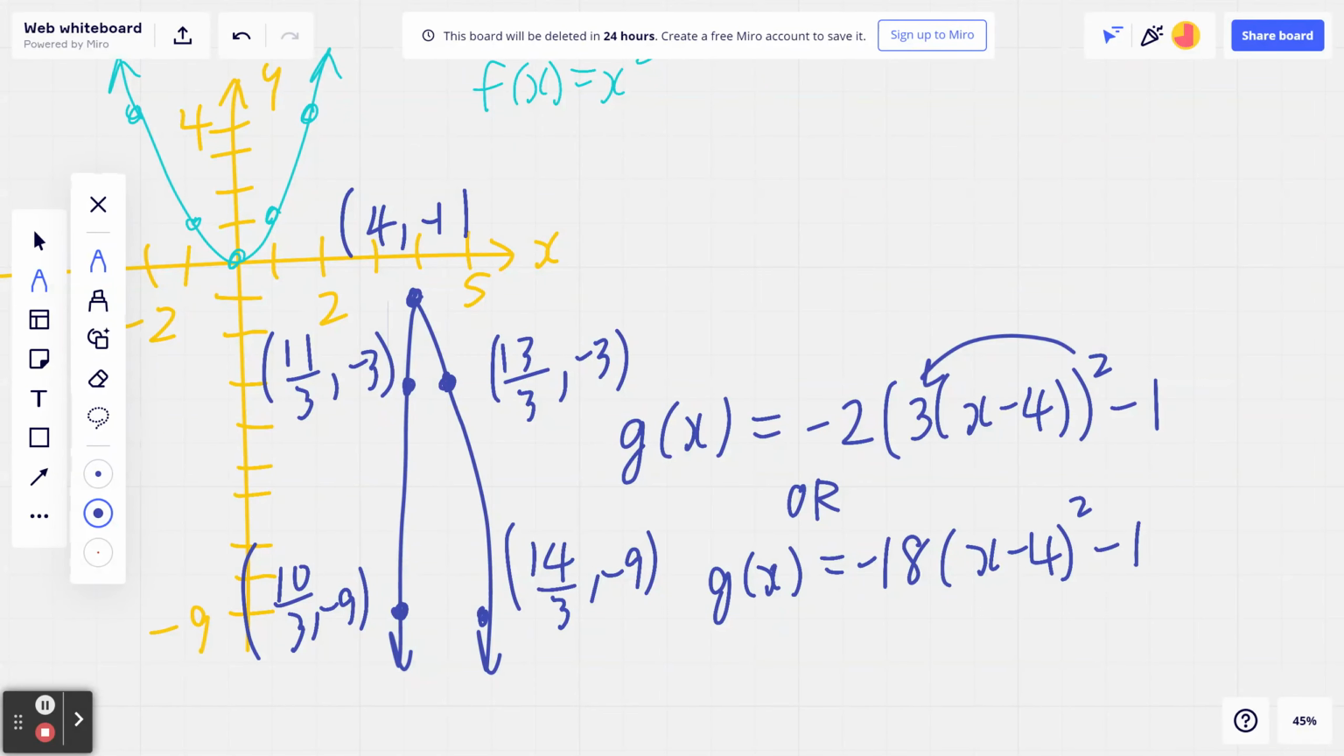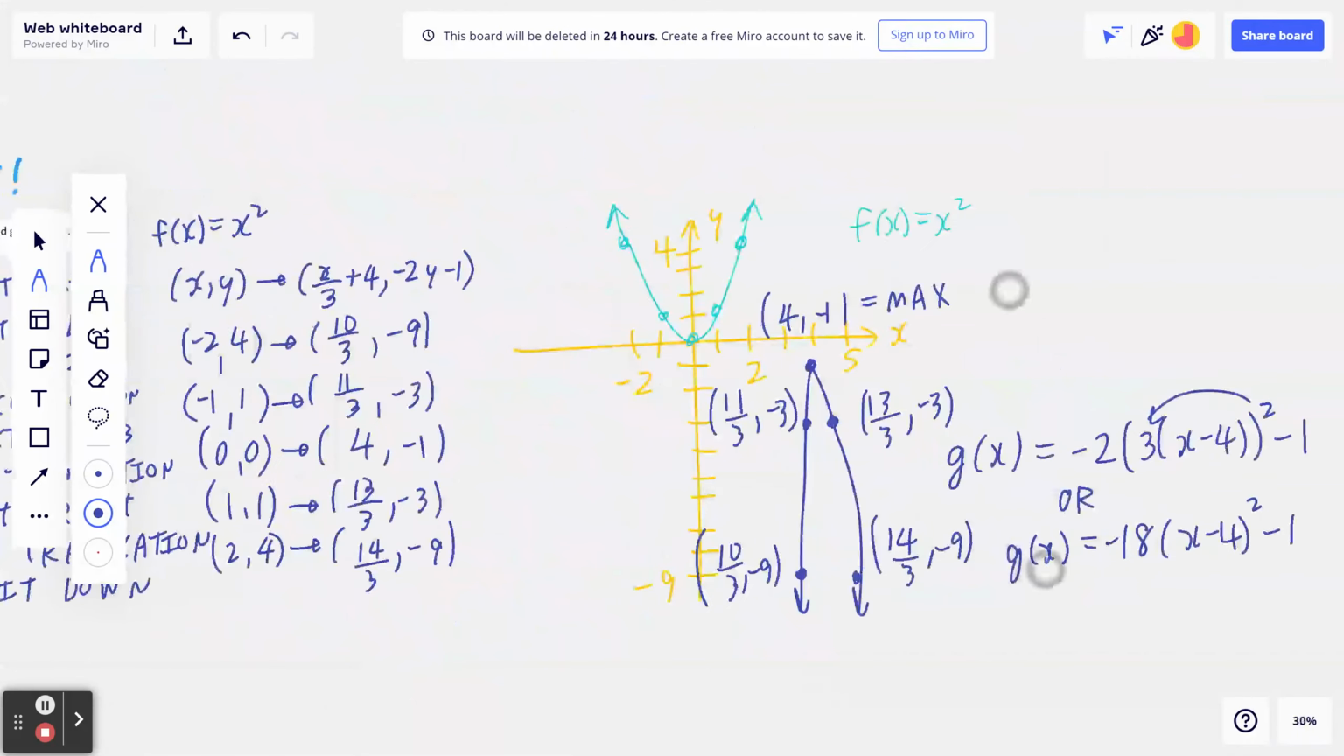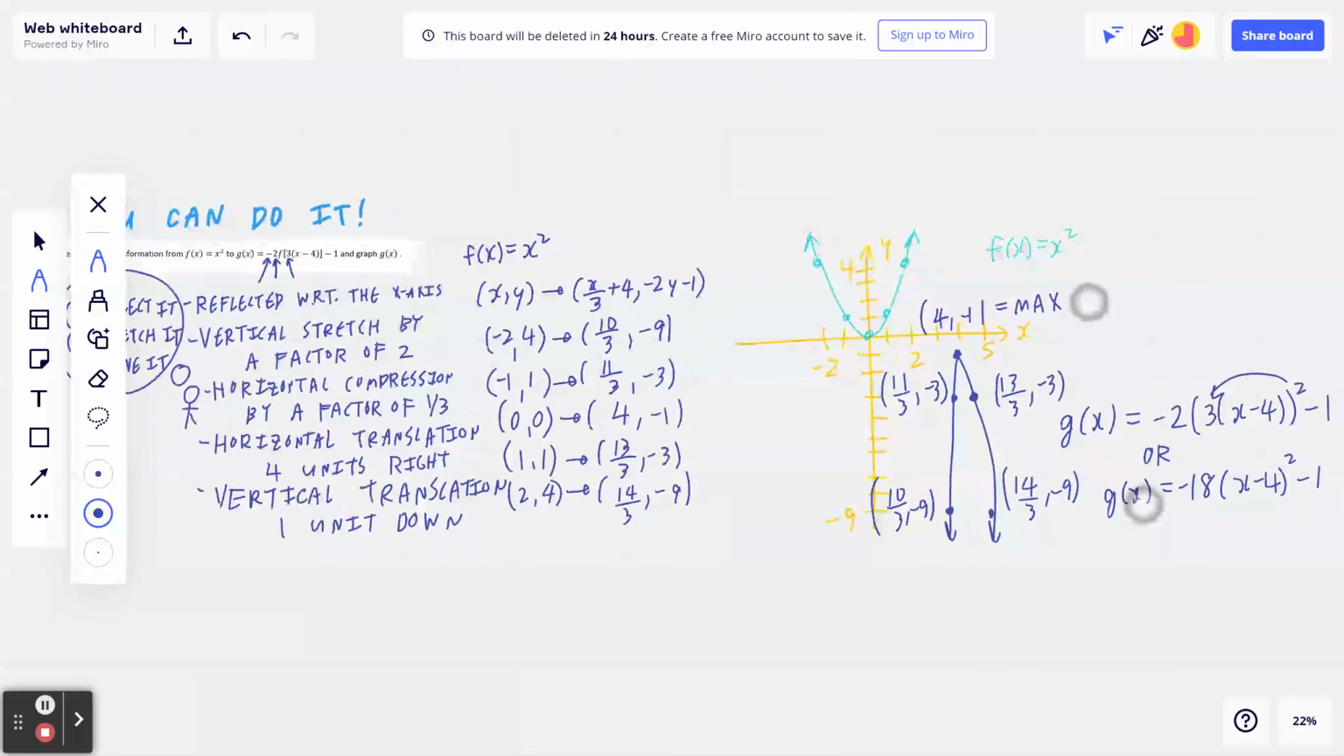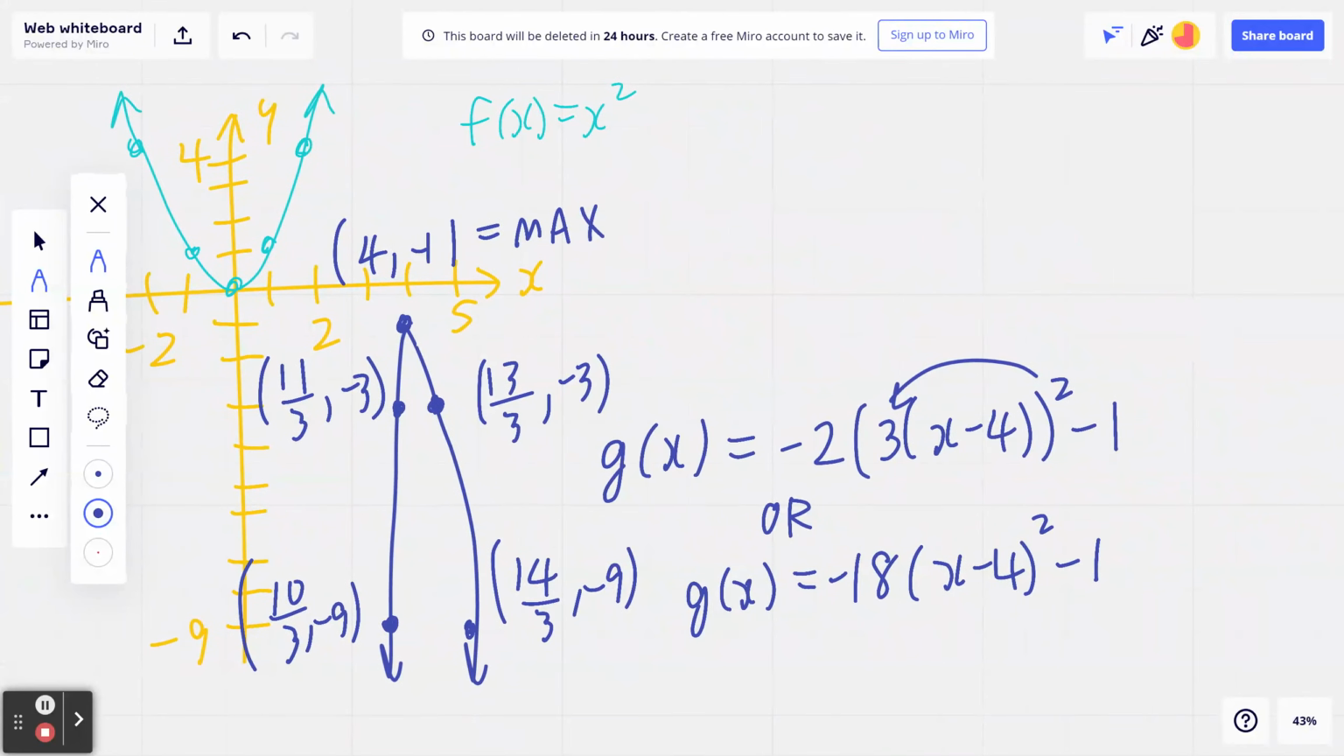And in case of thinking, how do I know this is right? Well, first of all, the maximum is supposed to be at 4, negative 1, which is exactly what we have in the graph. If you think about the step pattern, you're going to go right by 1, down by 18 this time. And as you can tell, if you go right by 5, you are going to go down all the way by 18 units. So that's a fast way to double check that this is making sense. So again, that's how you graph g of x.